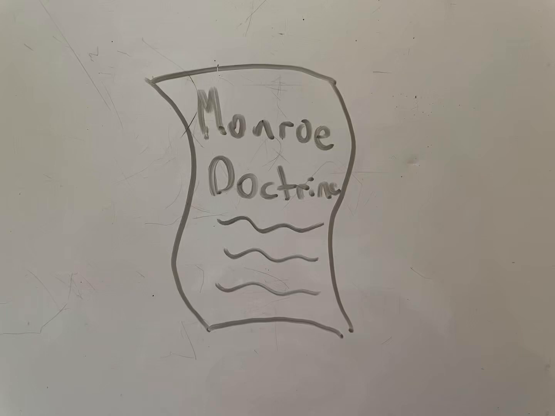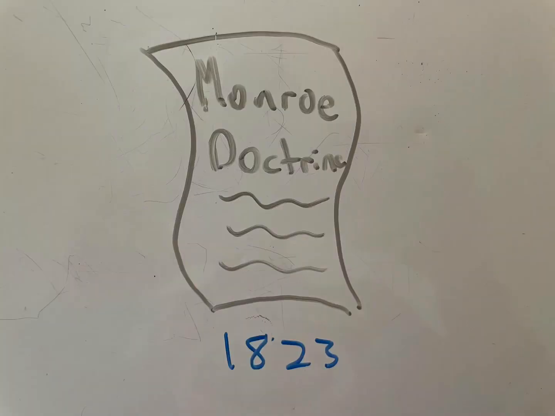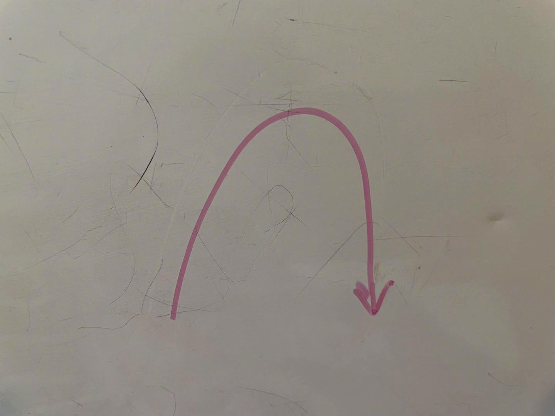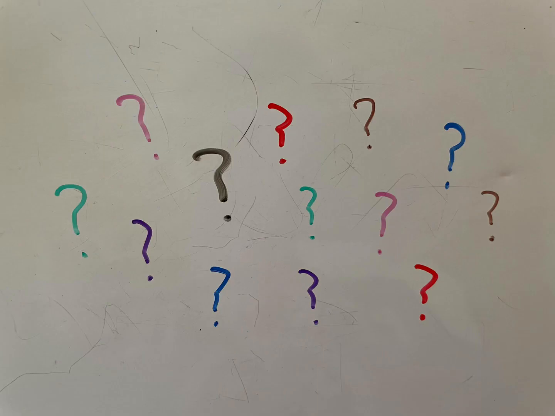The Monroe Doctrine was issued in 1823 under President James Monroe and marked a turning point in American history and relations with Europe. But what was it? Why was it proclaimed? And who were the people that created such a bold statement?